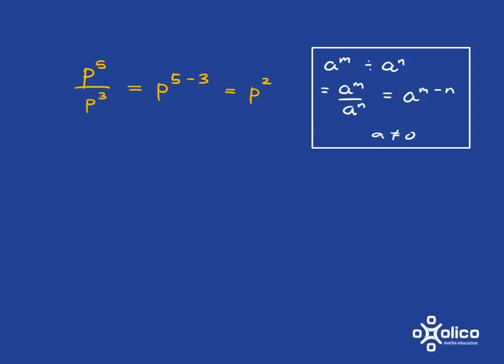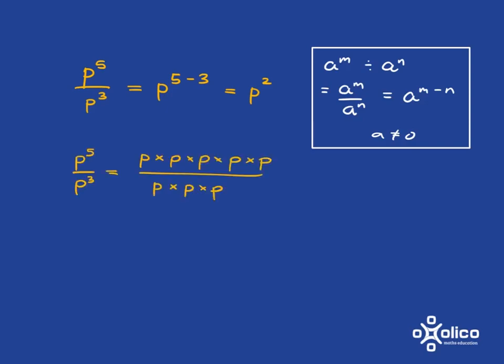So the rule is a very simple one. When you're dividing, you simply subtract the exponents. But let's just remind ourselves where that rule comes from, because we shouldn't just have rules that are mysteries to us. They should make sense. So let's have a look at where this rule comes from.